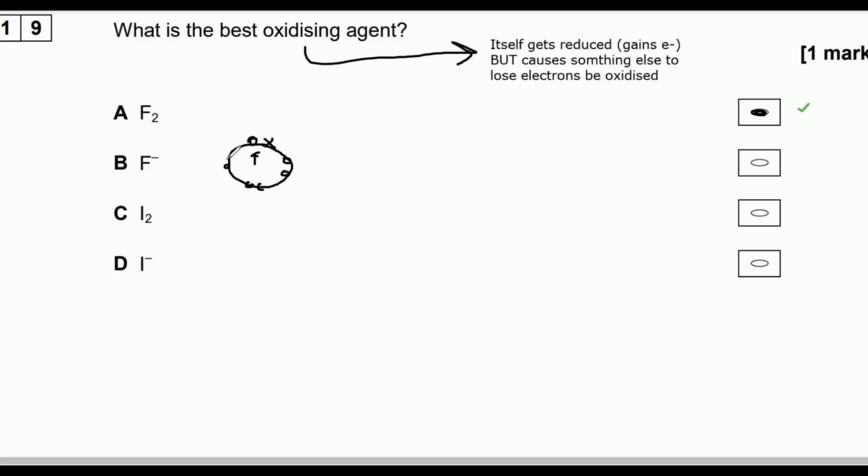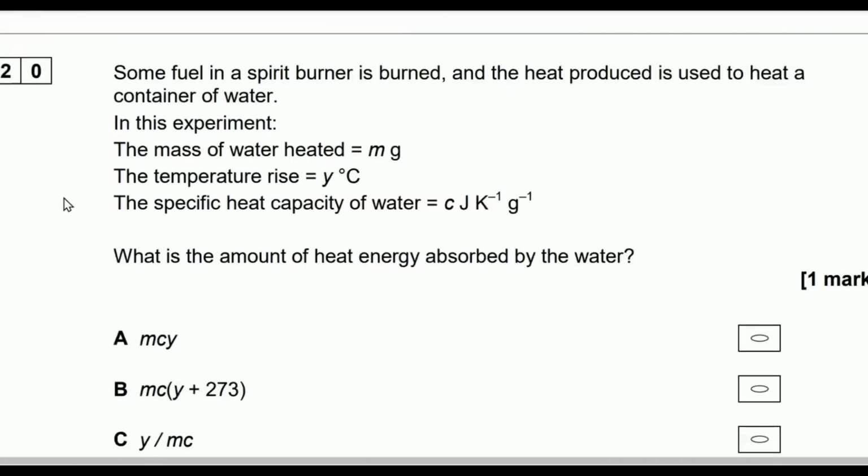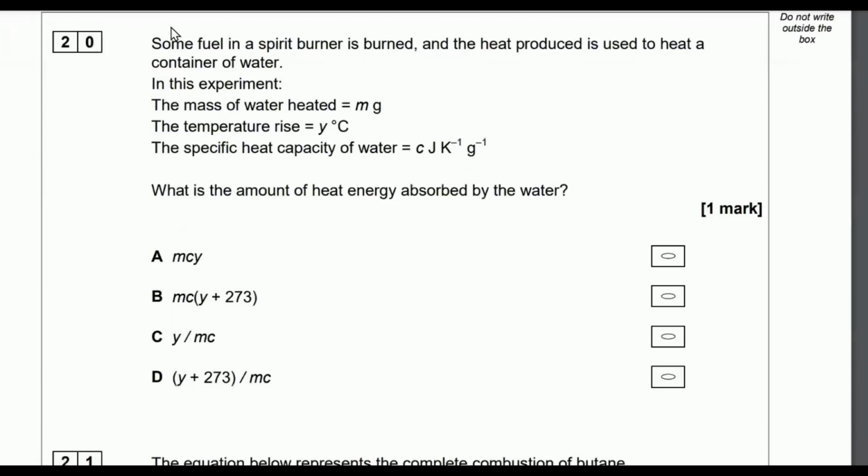So what about fluoride ions? Let's check this fluoride ion out. Well, this isn't going to want to take an electron. It's already gained an electron. It doesn't want to give it up. Iodine can also be an oxidizing agent, but nowhere near as strong as fluorine, because fluorine's outer electrons are closer to the positive charge of the nucleus. And iodide ions already have their extra electrons, so aren't going to take any more.